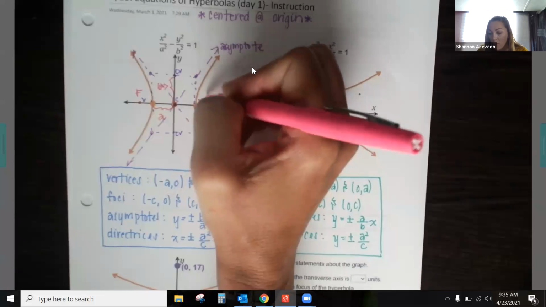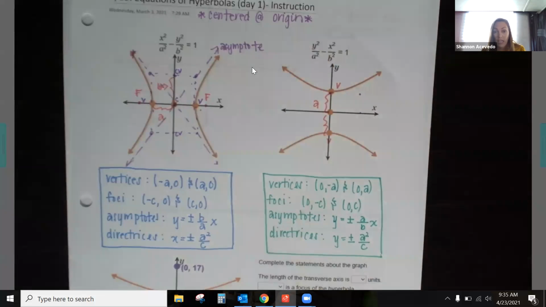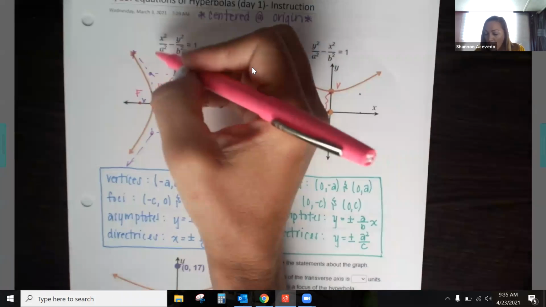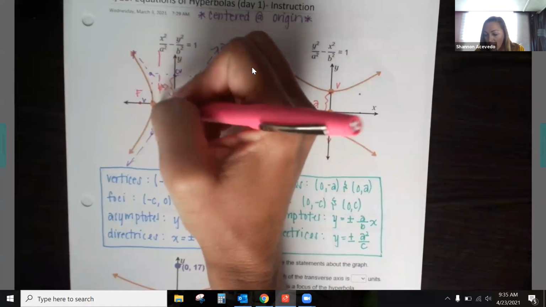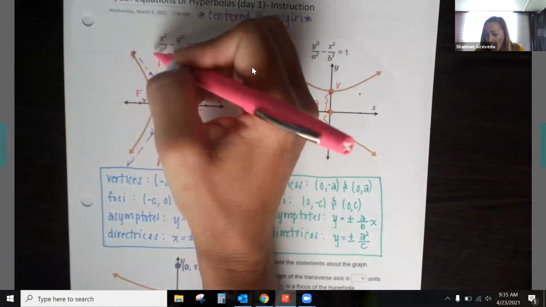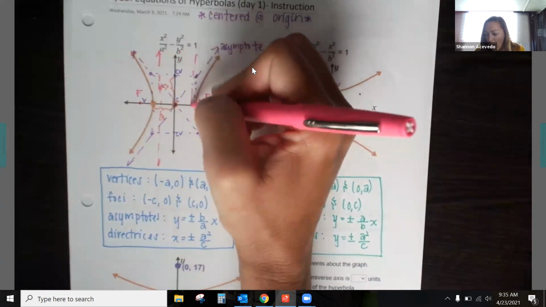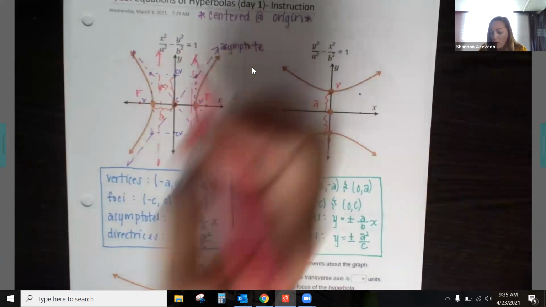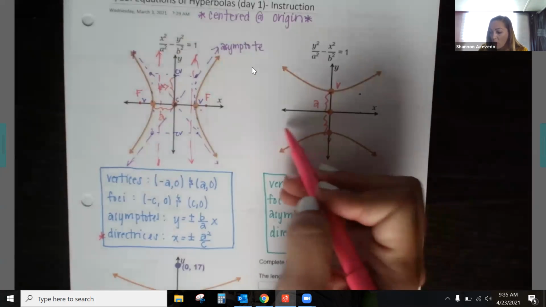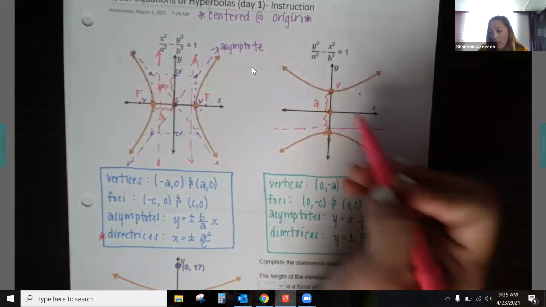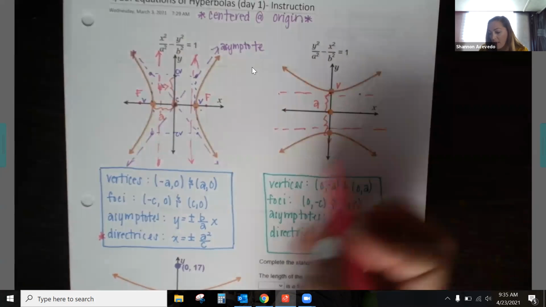Inside the parabola is always our foci. Inside the ellipse are our foci. On the outside are going to be our directrices. So in this case, we would have directrices here, and I would have a directrice somewhere around here. And here's our equation. So in this case, my directrices would go horizontally, and here's the equation.